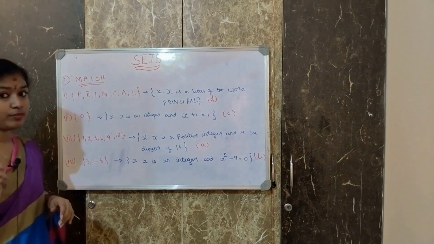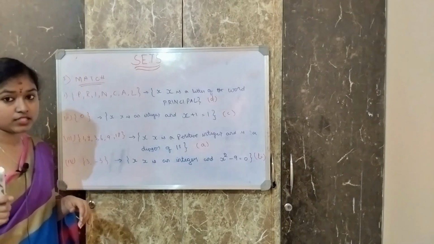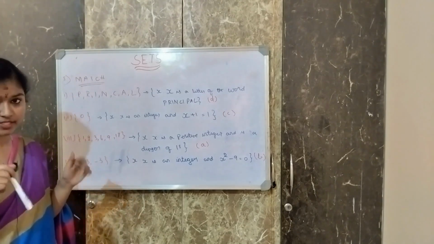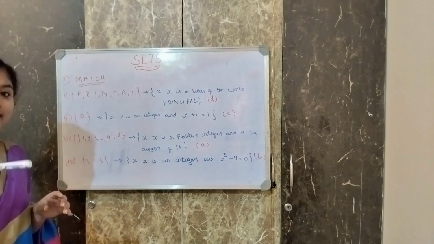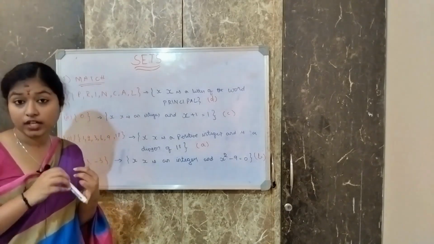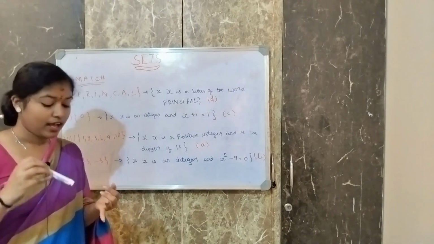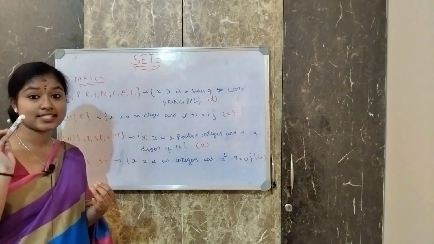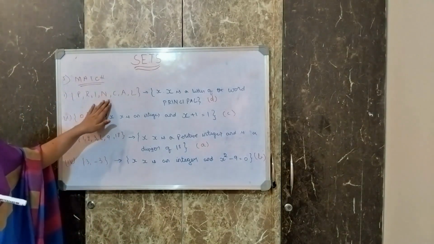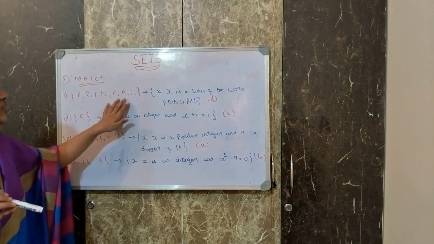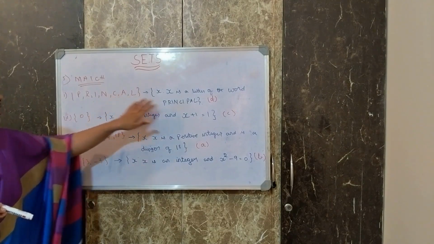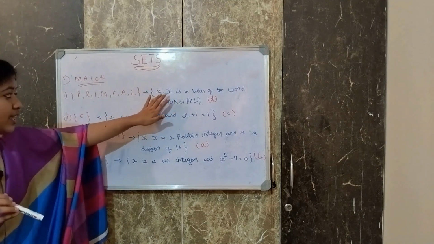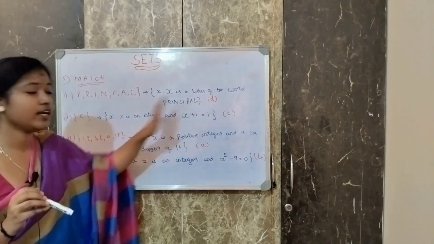So in roster form, the elements are listed, the elements are separated by commas, and they are enclosed within curly braces, right? And what are the main things in roster form? The order of the elements doesn't matter, and generally the elements are not repeated, that is, the elements are taken as distinct. So by seeing this, we can understand that these are the letters of some word. That is nothing but principle. So the D matches accurately. So the set of all x such that x is a letter of the word principle.